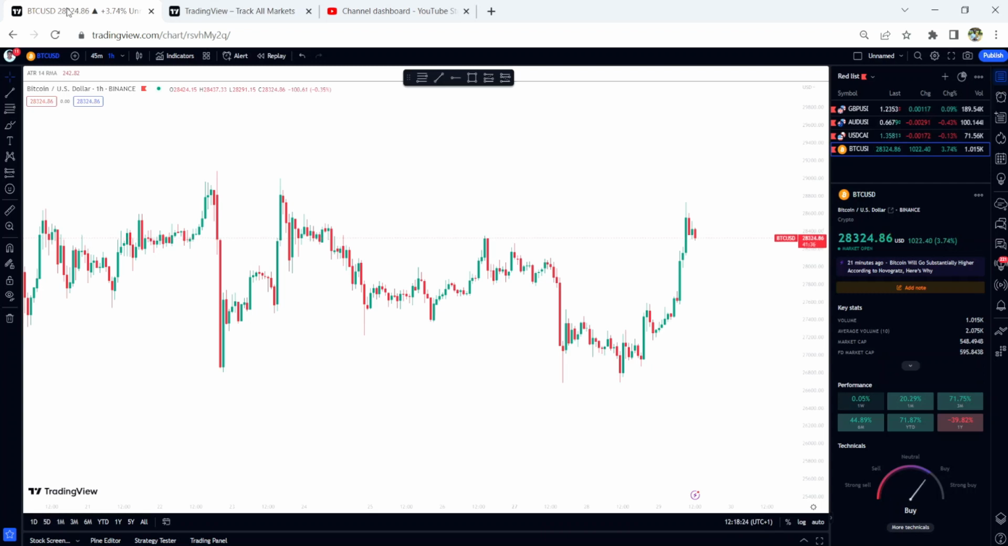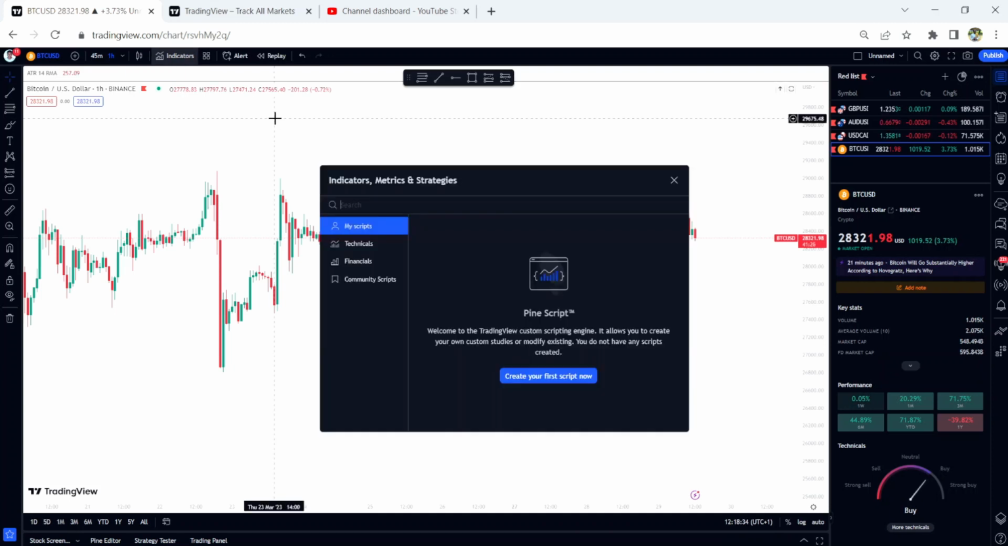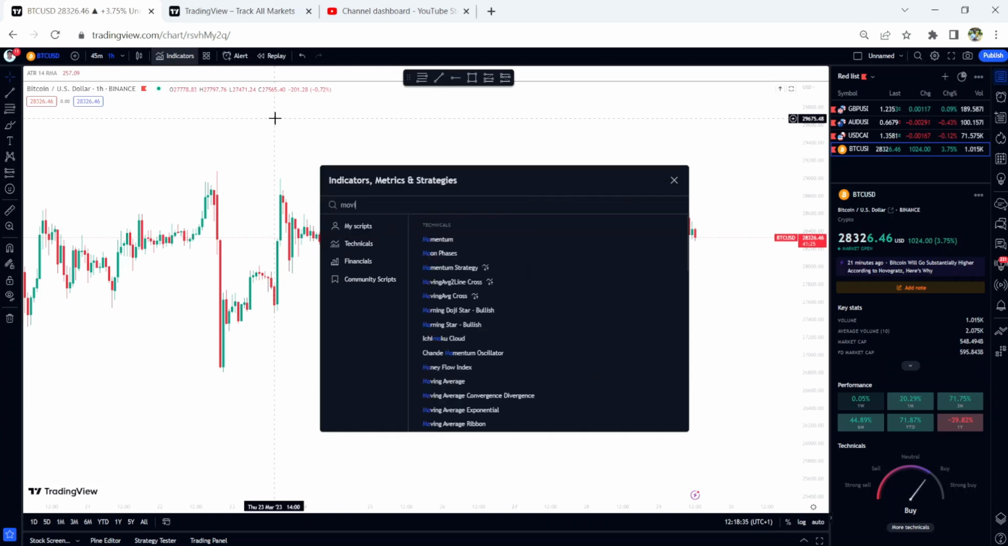So the next thing I will do now is to click on indicators, metrics and strategies. Once you click on it, patiently wait for it to load, then you type in moving average. So you wait for it to load.